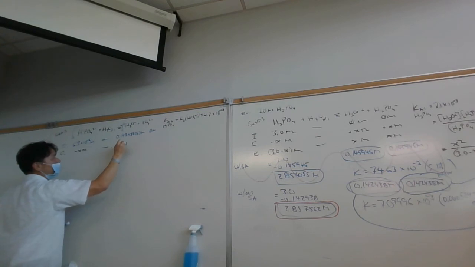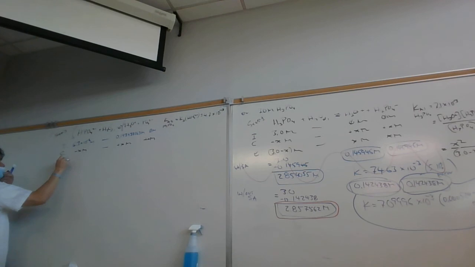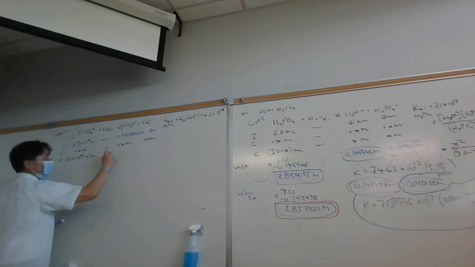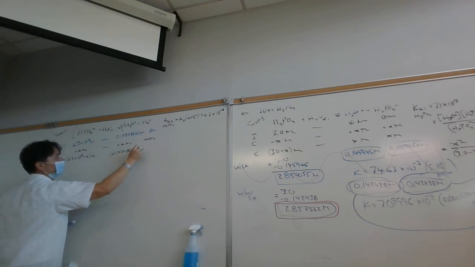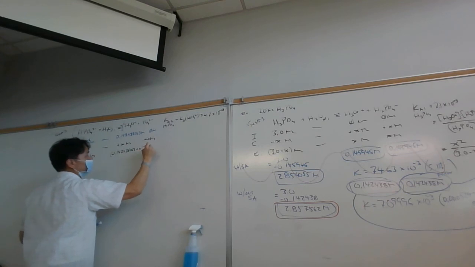So this is going to be plus X. And so at equilibrium, we're going to have 6.3 times 10 to the minus 8 minus X. And we're going to gain a little bit of hydronium, I would suspect, 0.142438063 plus X. And we'll gain some phosphate, small.